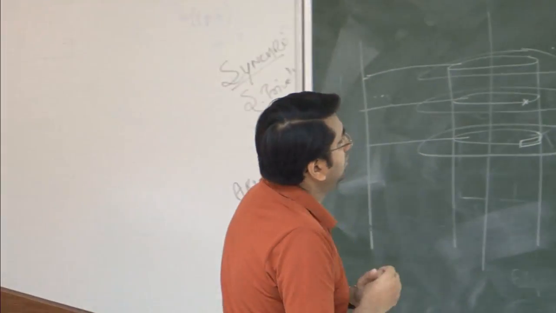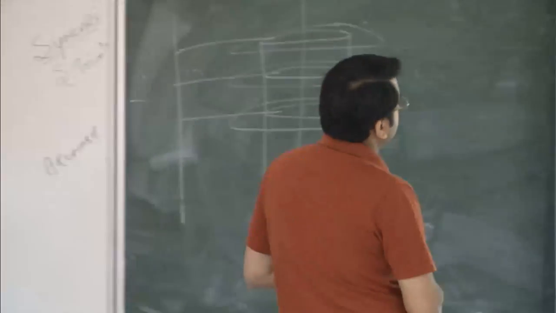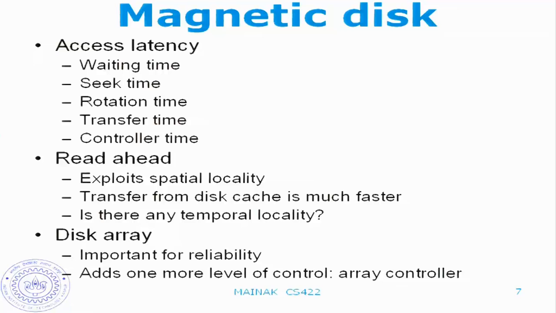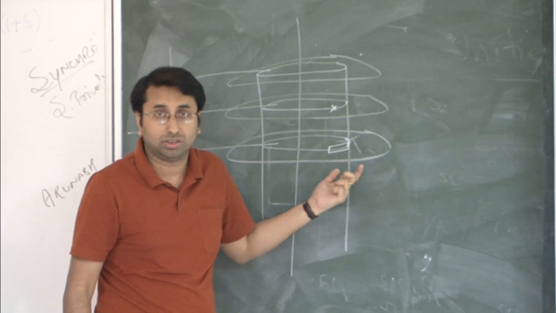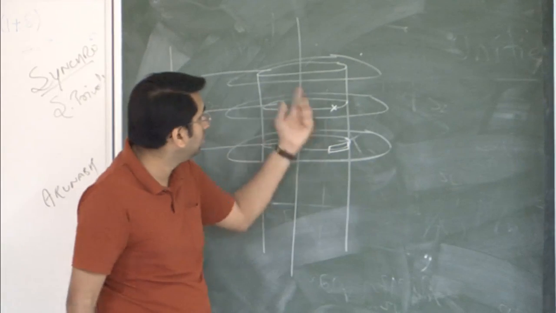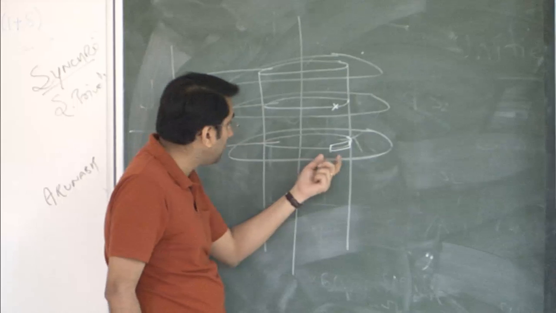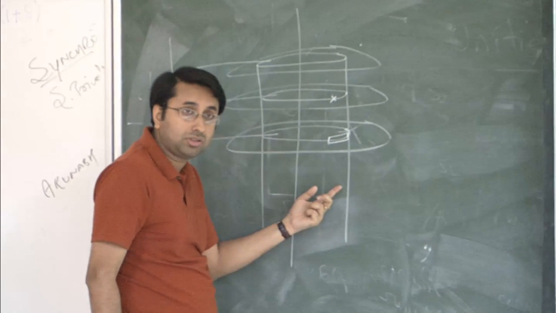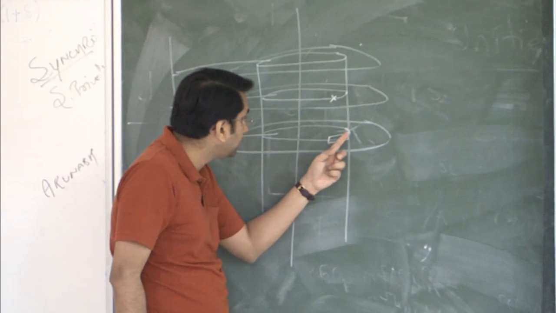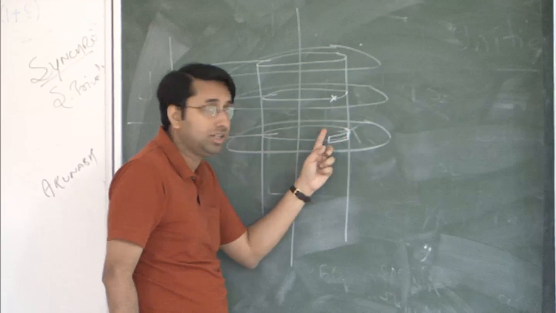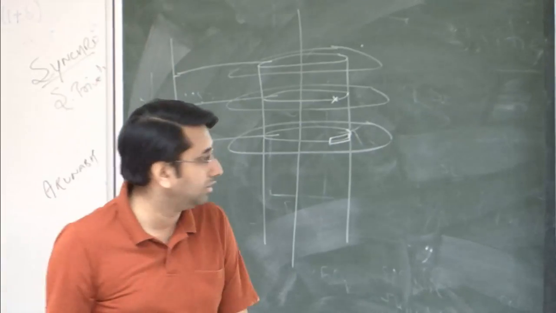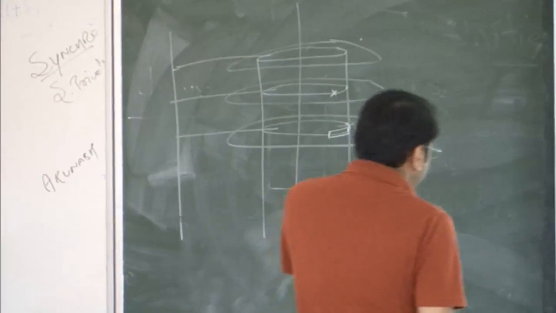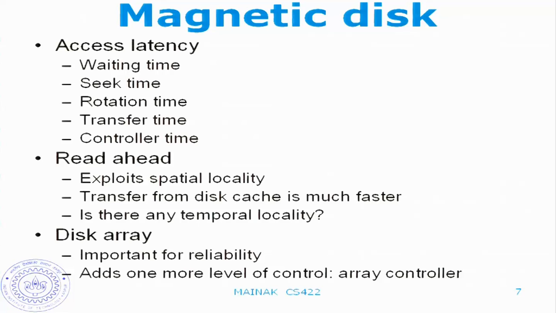One of the common ones is read ahead. Essentially, if you are currently reading this sector, you might want to read the next sequential sector as well. Depending on your data layout, the next sequential sector may be on the next surface on the same track, or on the same surface, the contiguous next sector on the same track, depending on how you lay out the sectors and the cylinders. But nonetheless, the idea is that it exploits spatial locality.